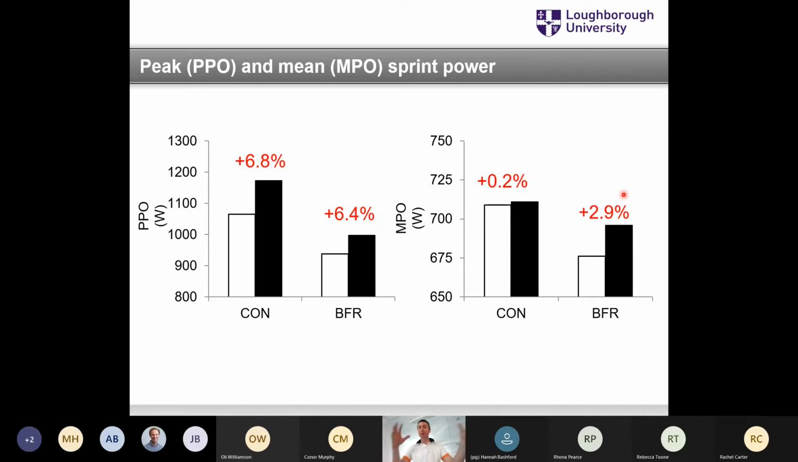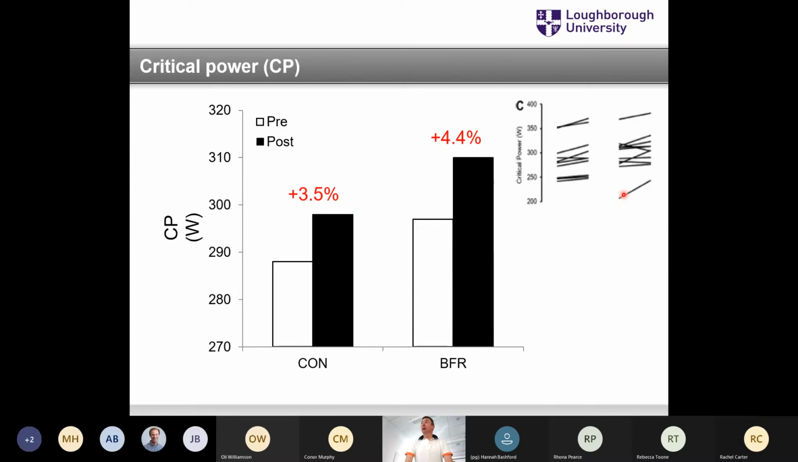So, very loosely, there may be an anaerobic response to this sort of training as well, but that's a very crude interpretation of what mean power output is. We also showed some increases, but there was no significant difference between the two groups in critical power measured using the power duration relationship. So a 3.5% increase in CP in the control group and a marginally but non-significantly different increase in the blood flow restricted group. So that's some performance measurements which are tentatively interesting, to say the least.